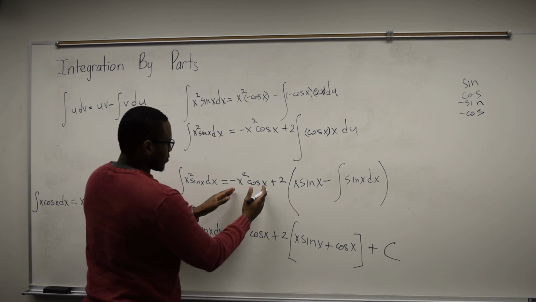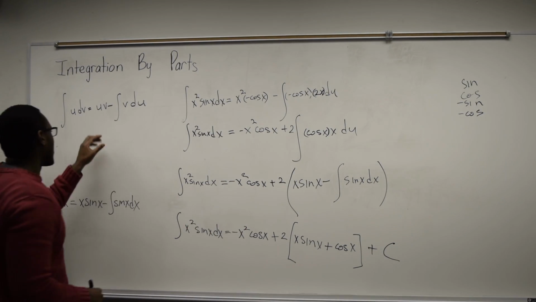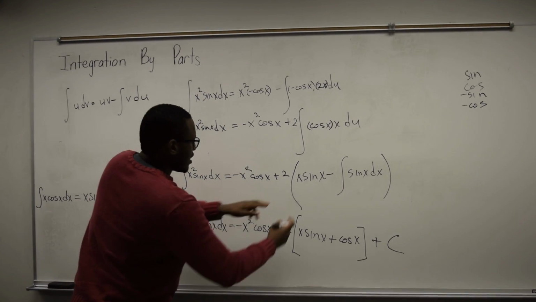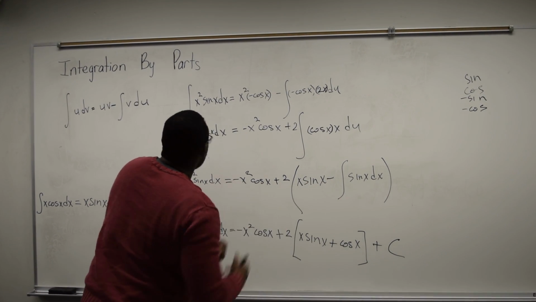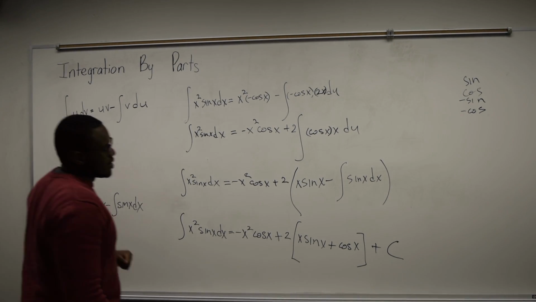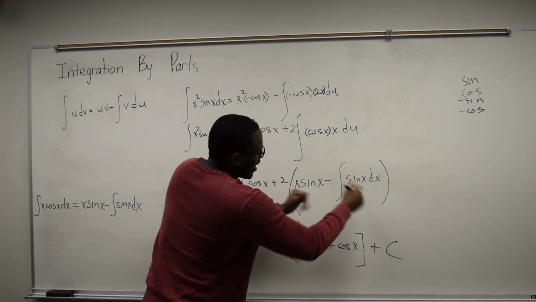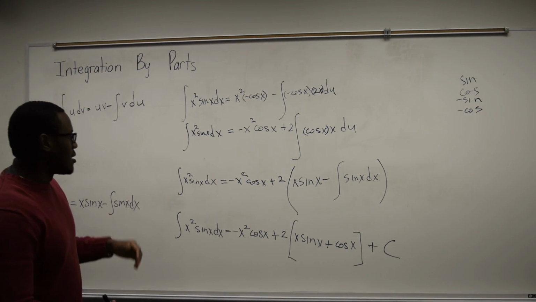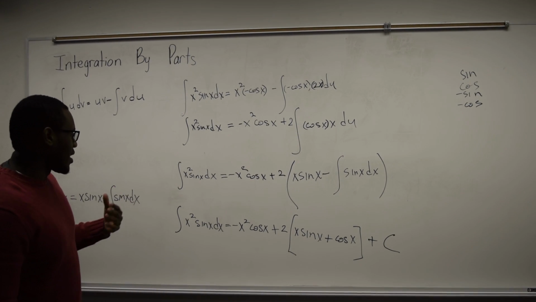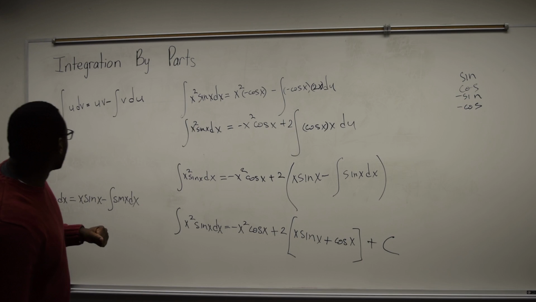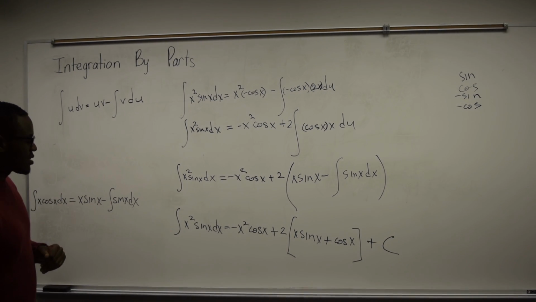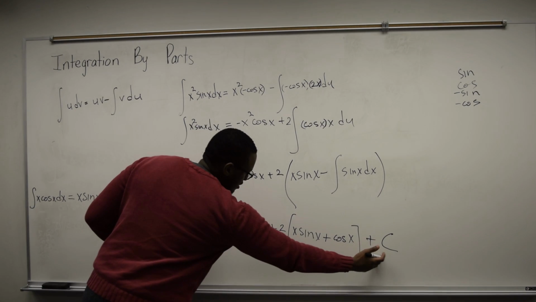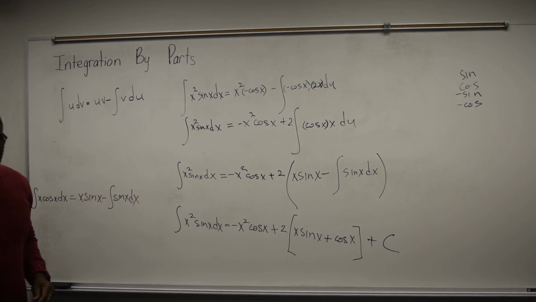So we end up with an expression of minus x squared cosine x, which comes from the u times the v. We ended up with the x sine of x right here, which is also u times v. And then we ended up with an integral left behind, which is just the integral of sine of x dx, something that's very easy to solve. And once we apply the integration by parts twice, and we chose our u and our dv correctly, so it would reduce the problem to something simple, we end up with this end expression. And that's it.